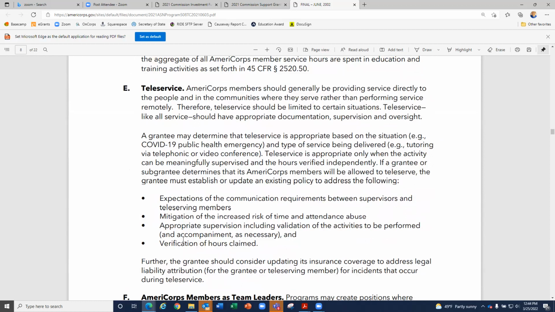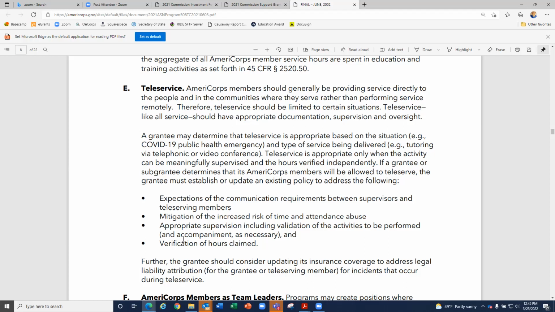Previous to the coronavirus pandemic, the Rhode Island AmeriCorps program, Serve RI, really did not permit teleservice. AmeriCorps members were expected to do direct service in the community, and with very limited time, if they were home, they were not in service. So that certainly has been a radical shift in thinking recently.